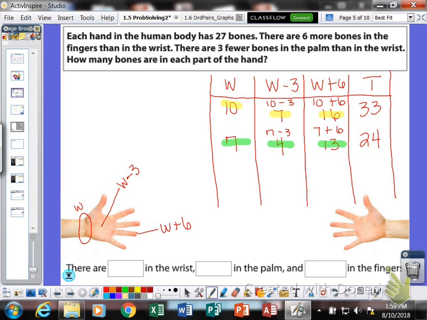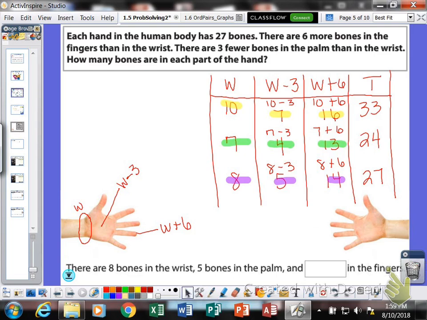So somewhere between 7 and 10. Well, then that's either 8 or 9. So I'm just going to go ahead and try 8. So 8 minus 3 is 5. And 8 plus 6 is 14. And then when we add our numbers together, 8, 5, and 14, what I end up with is 27. So there are 8 bones in the wrist, 5 bones in the palm, and 14 bones in the fingers. So sometimes it's just a matter of making a table and guessing and checking to figure out an answer.